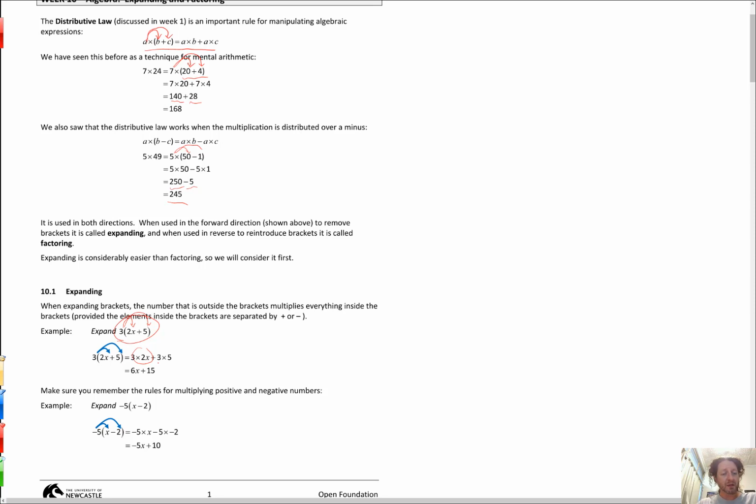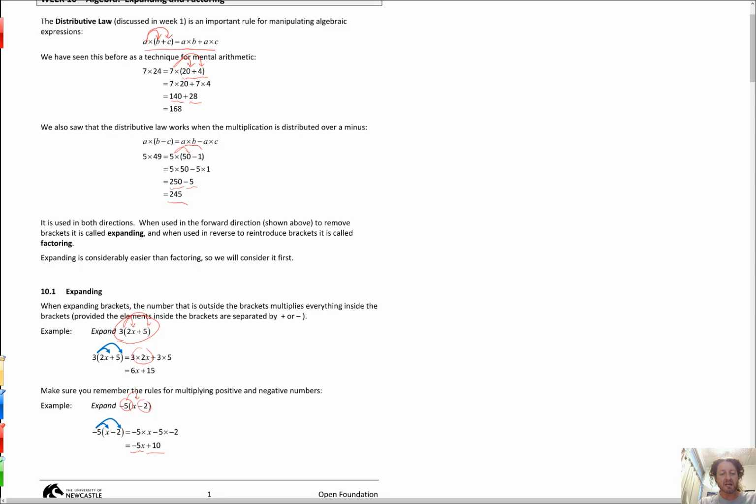We've got to be careful, maybe there's a minus out the front of the brackets, so make sure that we continue using our rules for multiplying positive and negative numbers. A minus 5 times an x, so remember every number owns a sign to its left. So if it's a minus 5 out the front, it's minus 5 times x, which is minus 5x, and it's a minus 5 times a minus 2. Again, every number owns a sign to its left, so minus 5 times minus 2 must give us plus 10. It's an easy one to miss, so just be very careful.